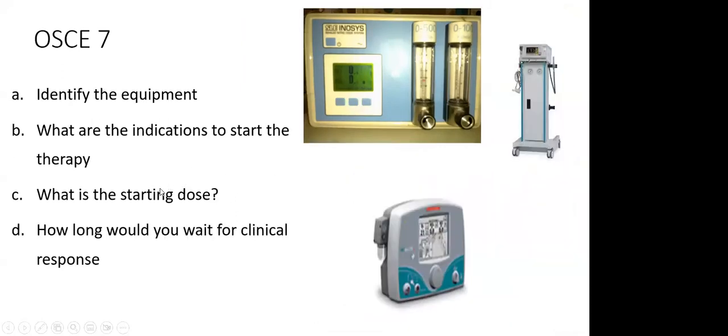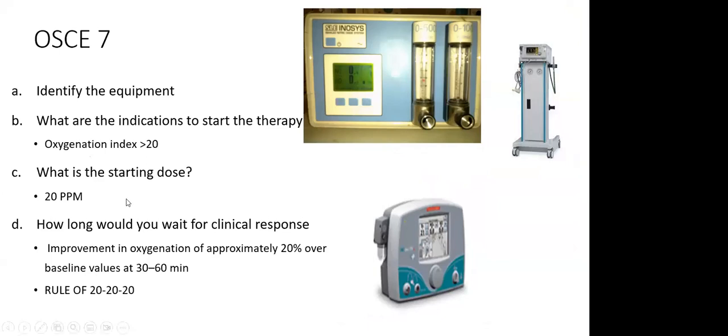Following that, what is the starting dose and how long would you wait for the clinical response? The starting dose is always 20 ppm. So you have to follow the rule of 20-20-20. When the oxygenation index is more than 20, that is when you will start iNO. The starting dose will always be 20 ppm, and if there is an improvement of oxygenation of 20% over the baseline, that is when you will say that there is a good response. That is why we say 20, 20, and 20.